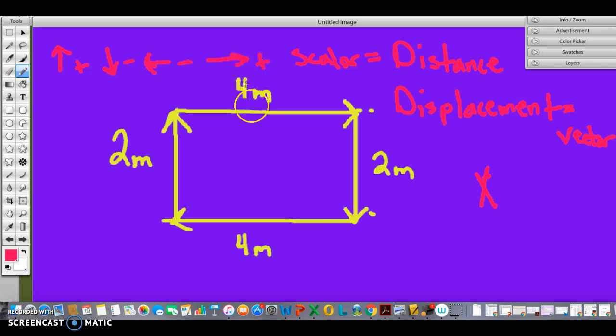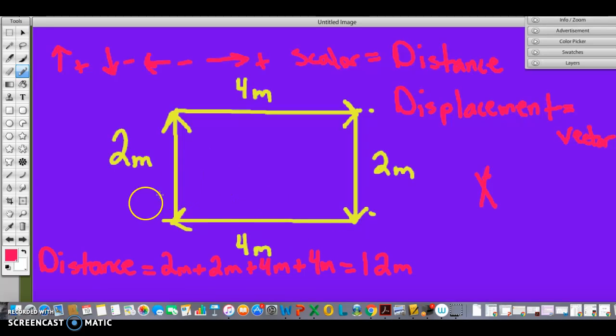All right, so let's go ahead and solve this problem. What is the distance in this problem? Since we only care about the numbers because distance is a scalar, we're just going to add these numbers up. 2 meters plus 2 meters plus 4 meters plus 4 meters equals 12 meters. That is the distance.